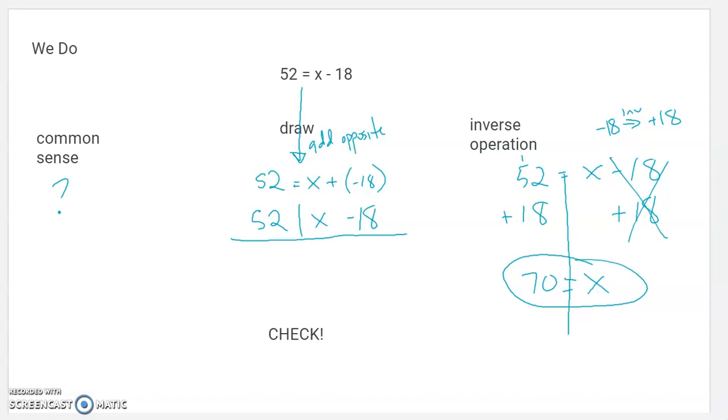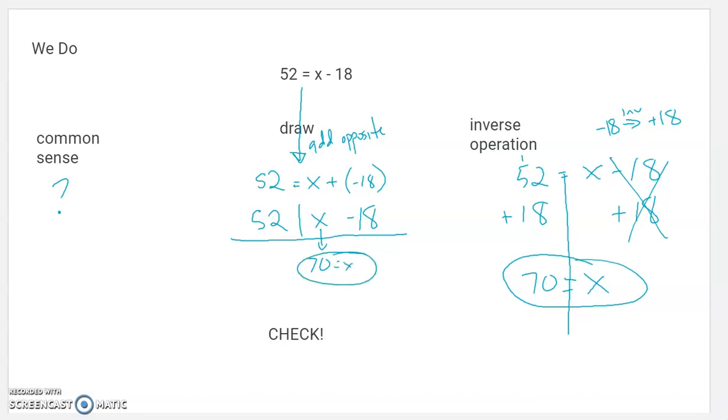Now all I've got to do is figure out what this x has to be so that both sides have 52. I already know it from here, and it makes sense. If x equals 70, then 70 plus negative 18 is the same as 70 minus 18, which is how I'm going to check it, is in fact 52.